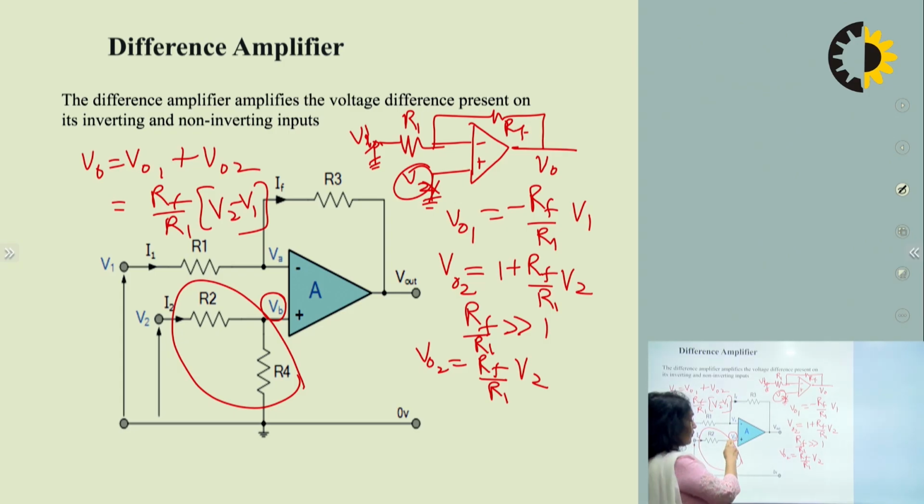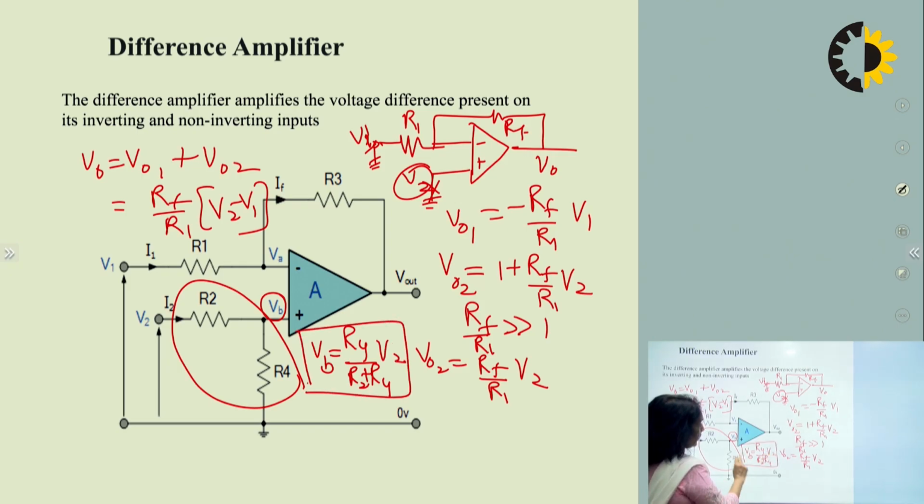So voltage across VB is nothing but the voltage which is appearing across the R4. So we can write VB is equal to R4 divided by R2 plus R4 times V2. This we are doing by the voltage divider theorem.